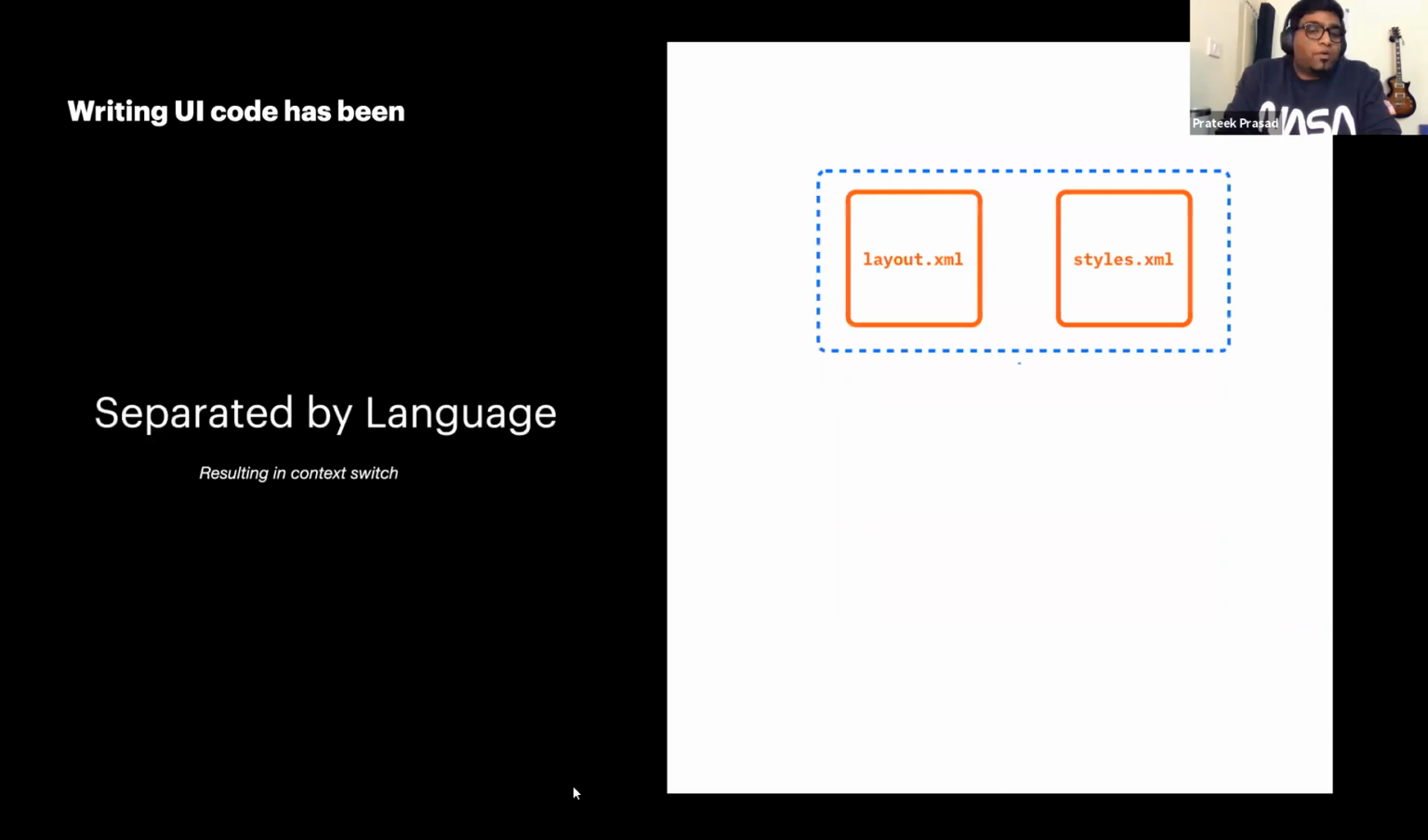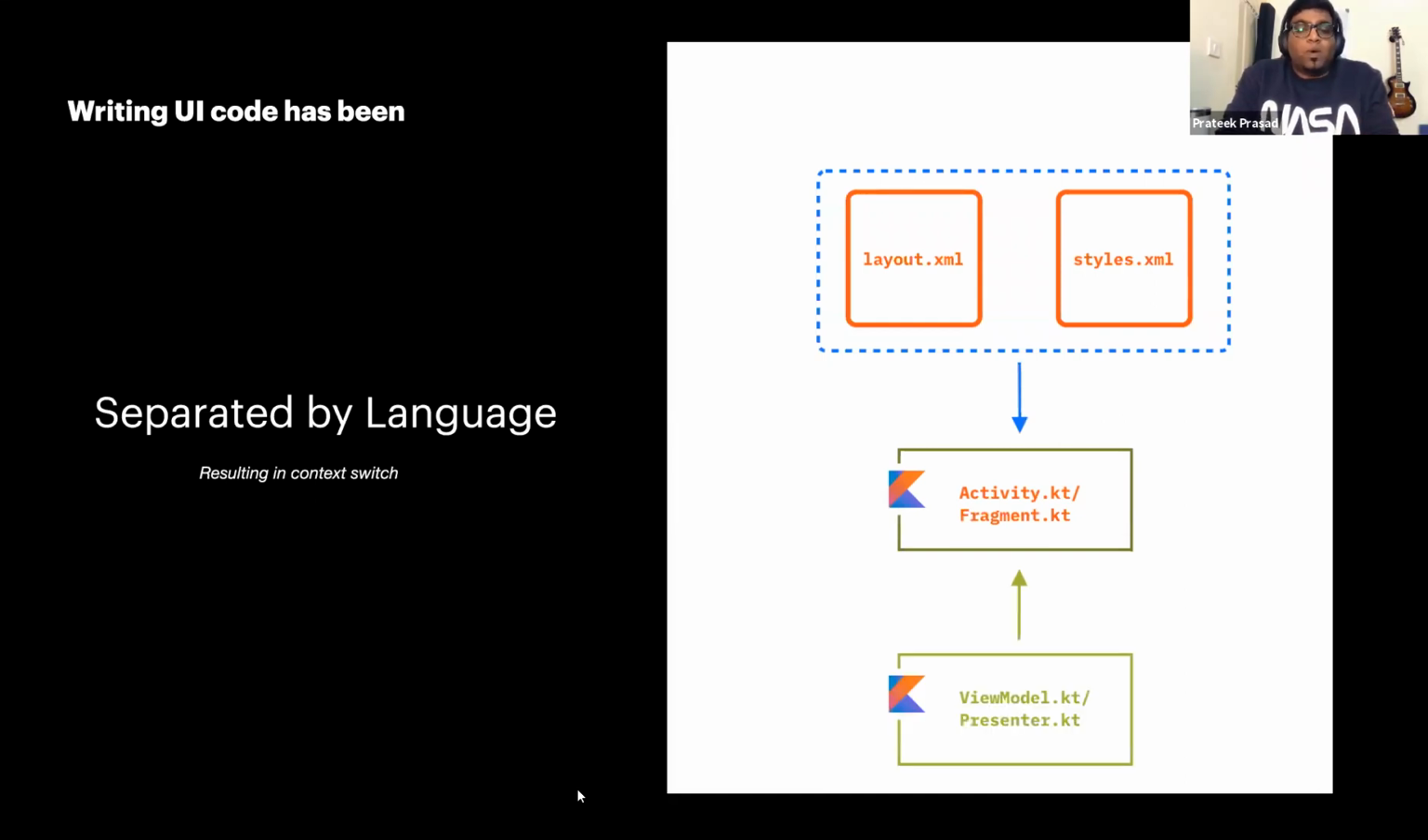Writing UI is also separated by language. So on Android, you write your UI layout files in XML, and then any backend styles and themes will go into a separate styles file. This layout is then inflated by your activity or fragment, which is written in Kotlin, and then the UI is hydrated with data that comes from your view model or presentation, which is also in Kotlin.